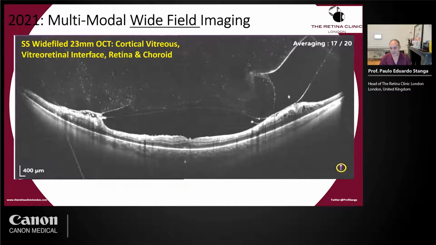So this is a diabetic patient. You can see here just an example of swept source widefield OCT, 23 millimeters long. You see the red blood cells in the cortical vitreous. You see the bursa premacularis. You see the tabletop vitreous detachment. You see vitreous schisis. You see tractional retinoschisis. You see a thickened internal limiting membrane, distorted foveal profile, and of course the choroid, all in a single image.